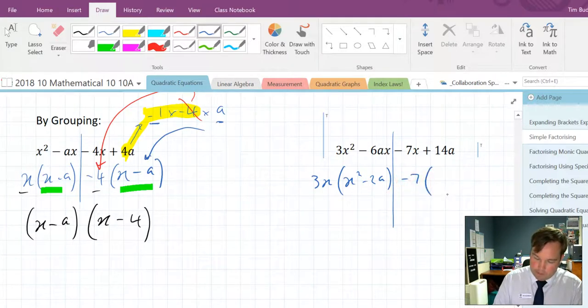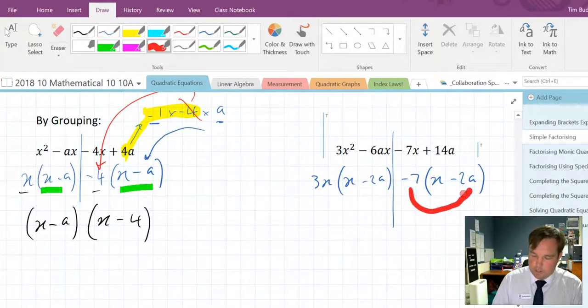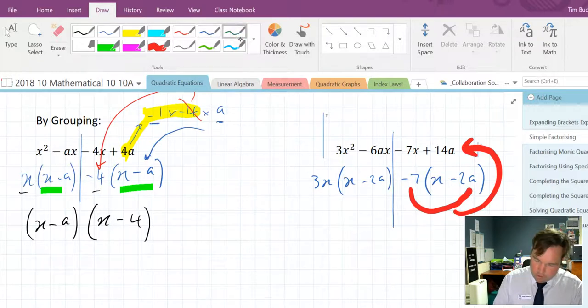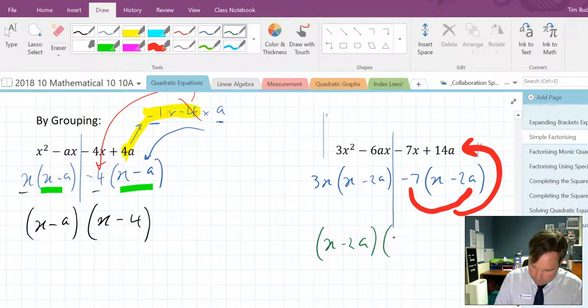If we take out minus 7, what we're left with is just the x take 2a here, because when you have minus 7 times minus 2a, that gets you positive 14a. Alright, now note we have x take 2a as a common factor, so we can take that out. And what we're left with is 3x take 7. Done.